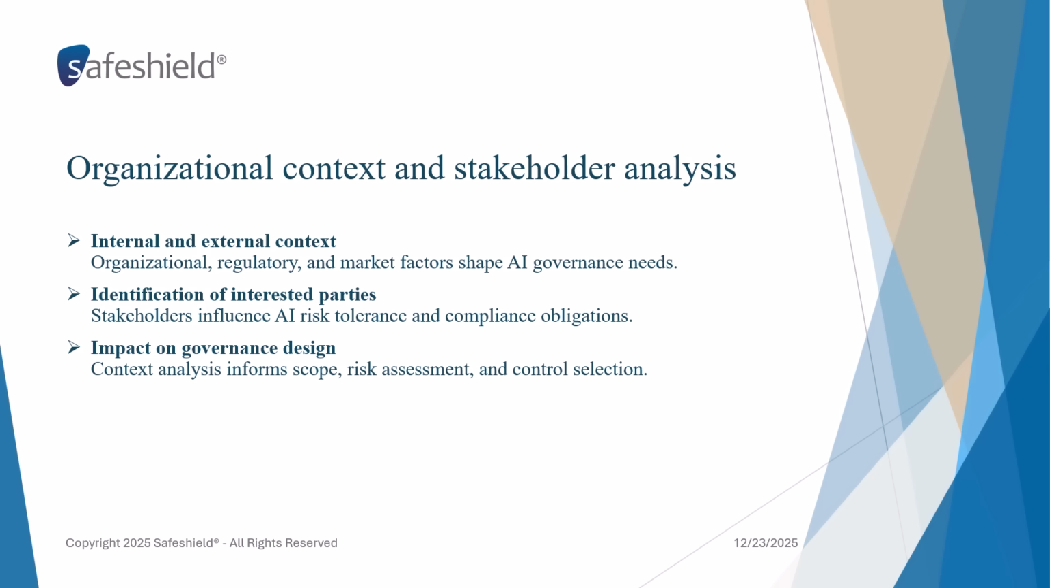For auditors, context and stakeholder analysis provide essential background for evaluating whether the AIMS is appropriate and proportionate. Evidence may include documented context analyses, stakeholder registers, regulatory mappings, and records of stakeholder communication. Weaknesses at this stage often lead to misaligned controls or incomplete risk coverage. A robust context assessment ensures that the AIMS reflects real organizational and societal needs rather than theoretical or generic assumptions.